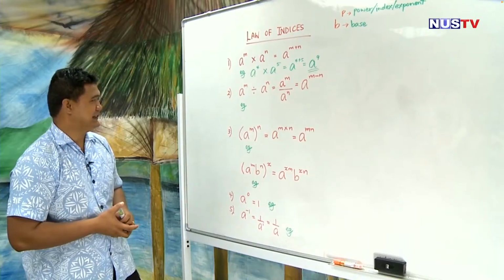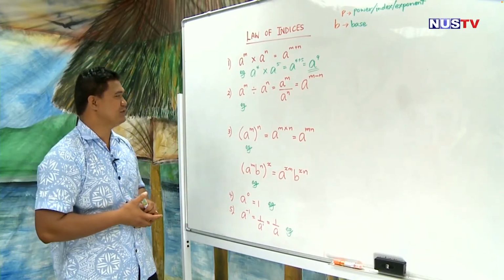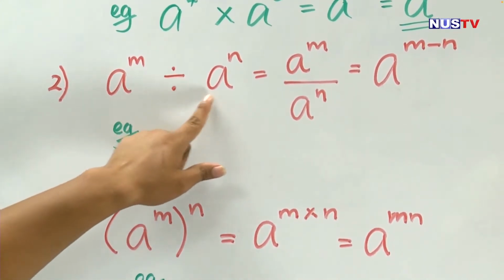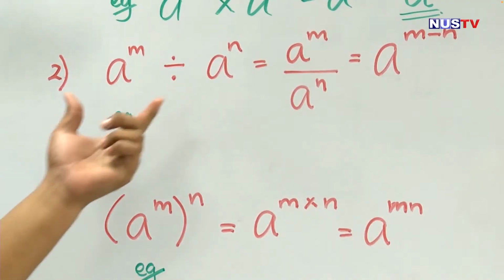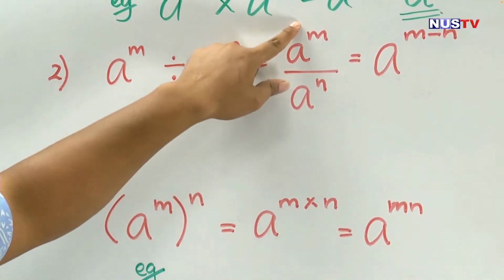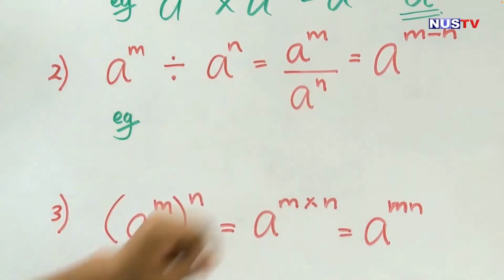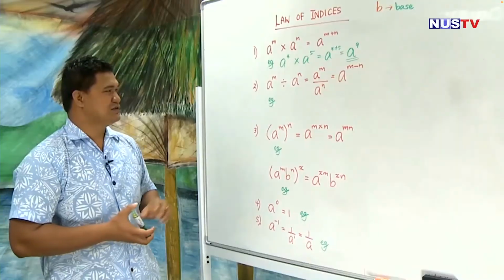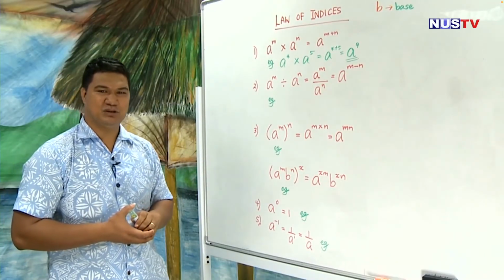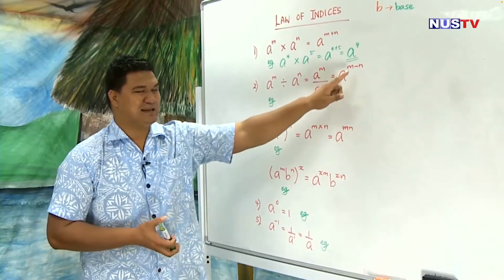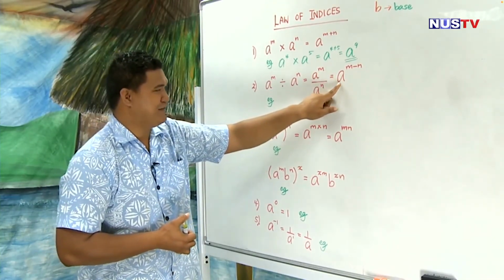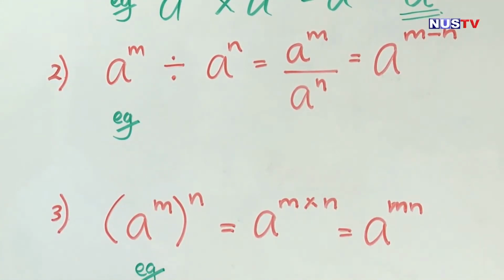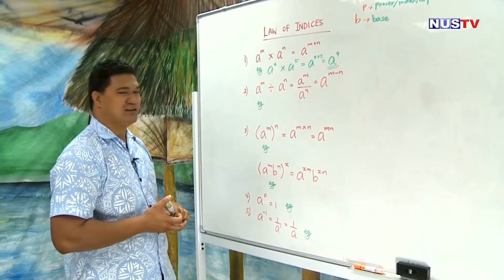Rule number 2 is totally the opposite of our rule number 1, or law number 1. a to the power of m divided by a to the power of n. We can also rewrite this in the form of a to the power of m over a to the power of n. So these two presentations are the same. When we divide two terms with the same base, we subtract the powers. That's why we have a to the power of m minus n. So let's have an example to illustrate our rule number 2.